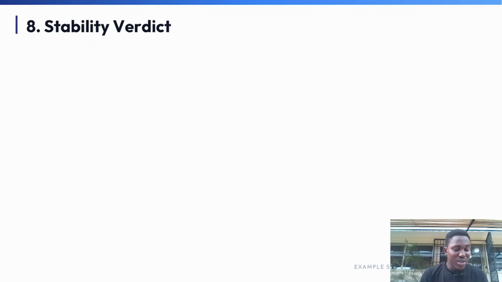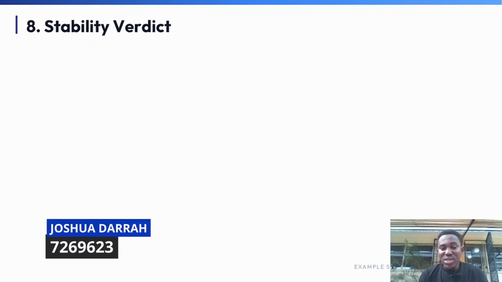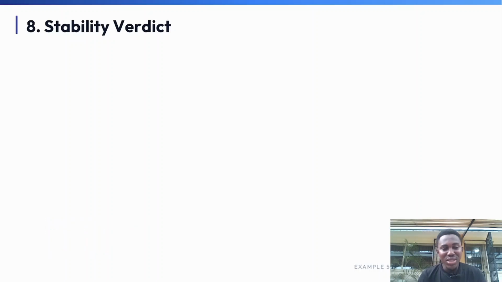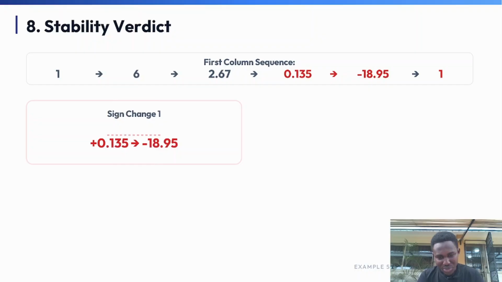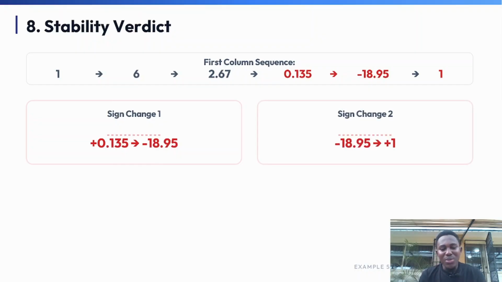To conclude our presentation, we must interpret the data by counting the specific number of sign changes in that first column. Our value starts as positive, but we see our first sign change as we move from positive 0.135 down to negative 18.95. Almost immediately, we see a second sign change as we move to the final positive value. The total number of sign changes is exactly equal to the total number of roots that lie in the unstable right half of the S-plane.